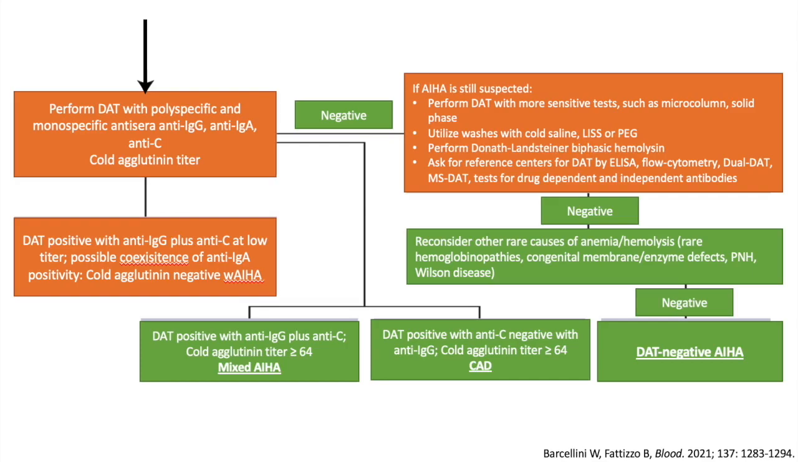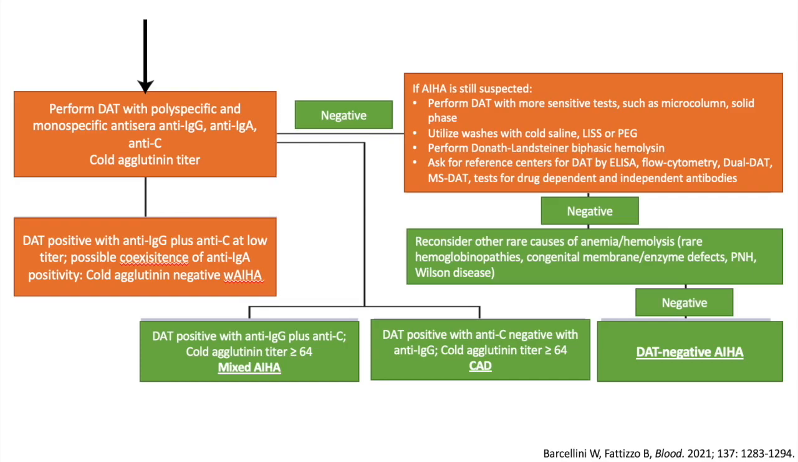If the direct antiglobulin test with monospecific antisera is positive and allows the diagnosis, we are happy with the diagnosis of warm AIHA. But it may happen that we have a small number of autoantibodies, or maybe that these autoantibodies have low affinity for our erythrocytes, for patients' erythrocytes. In these cases, we may have a negative direct antiglobulin test with the tube test.